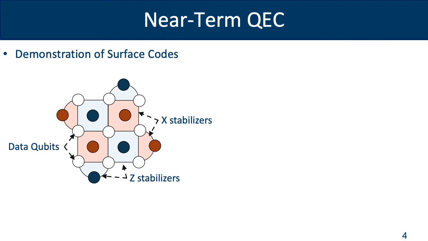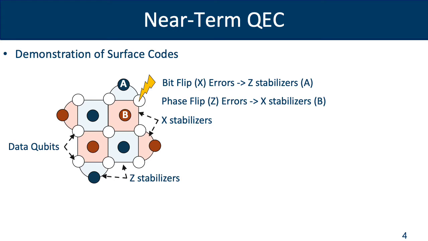Any error on a data qubit is detected by its adjacent stabilizers. For instance, if you have a bit flip error or an X error on this qubit, it will be detected by the adjacent Z stabilizer and parity qubit A will flip. Whereas if there is a phase flip or a Z error on the same qubit, it will be detected by the adjacent X stabilizer and parity qubit B will flip.